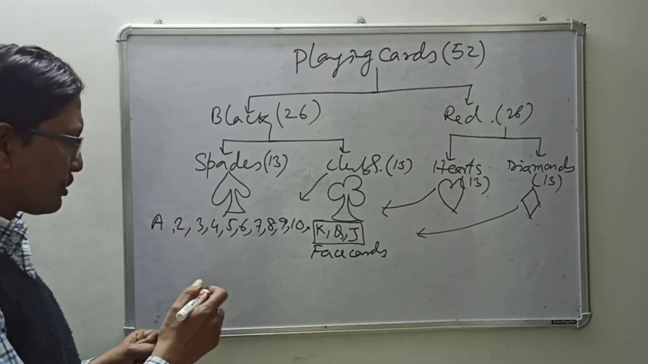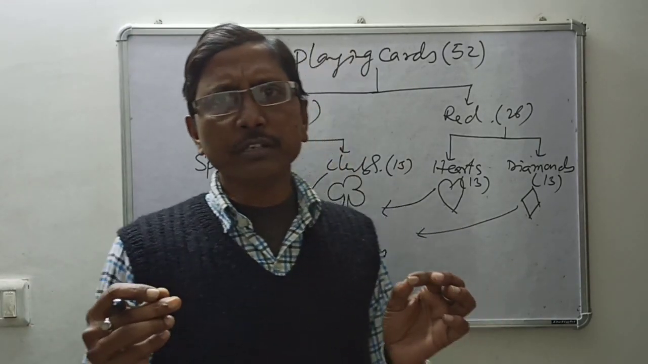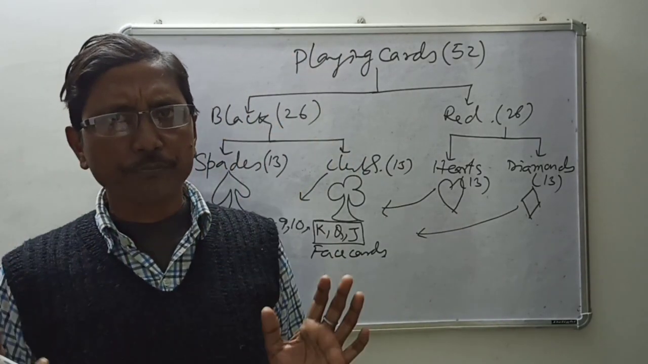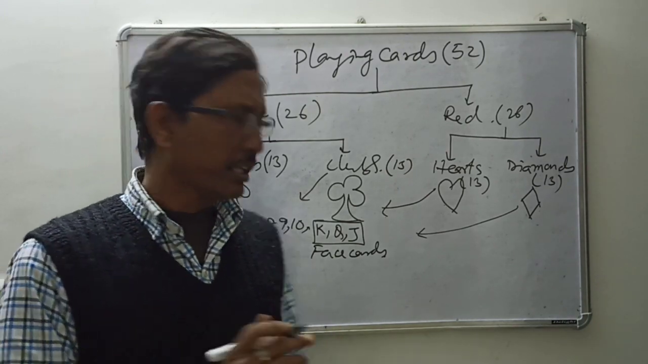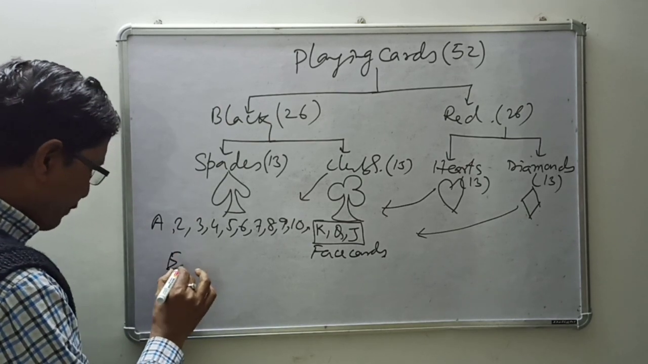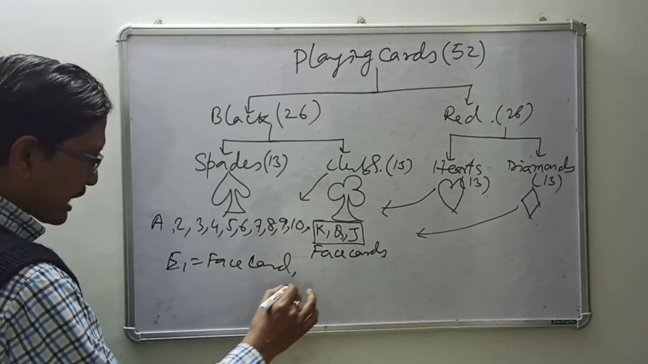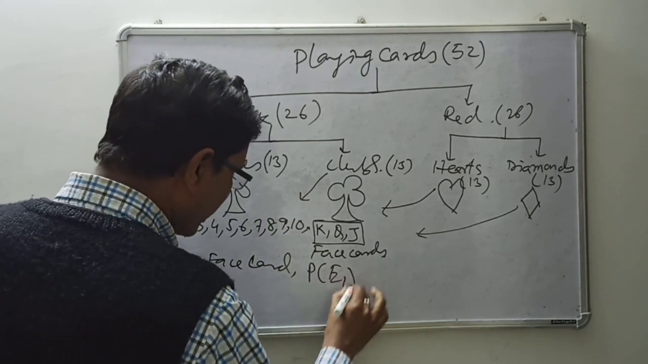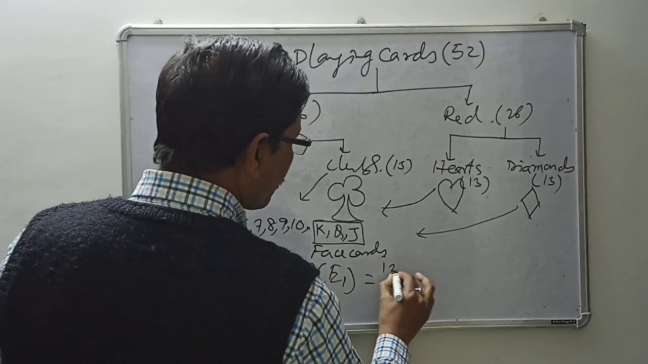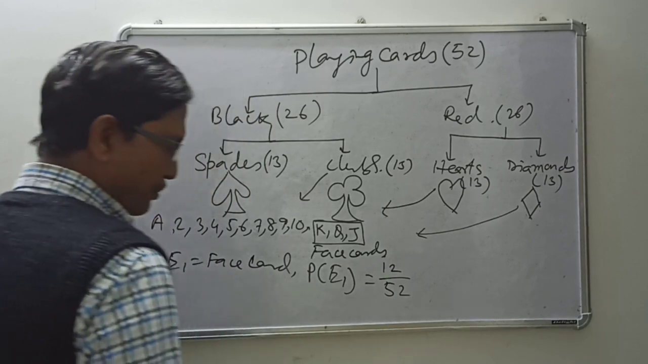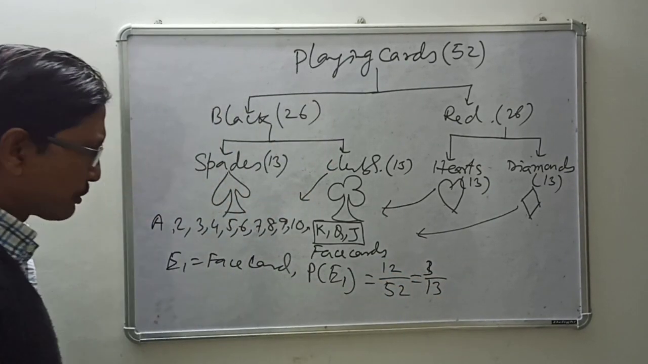Now suppose one card is drawn at random. The probability of getting a face card is the number of face cards divided by the total number of cards. Suppose E1 is the event of getting a face card. So the probability will be 12 by 52, or in simplest form 3 by 13, if you cancel by 4.